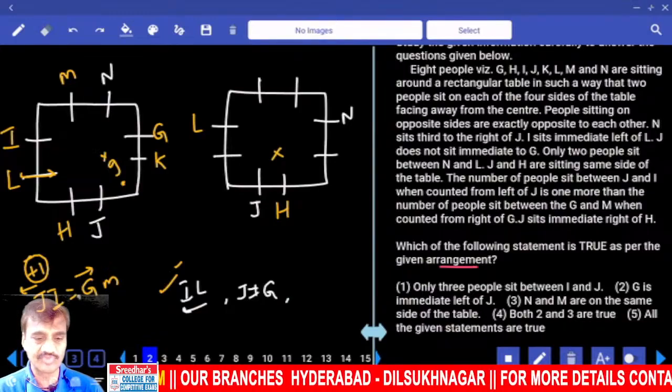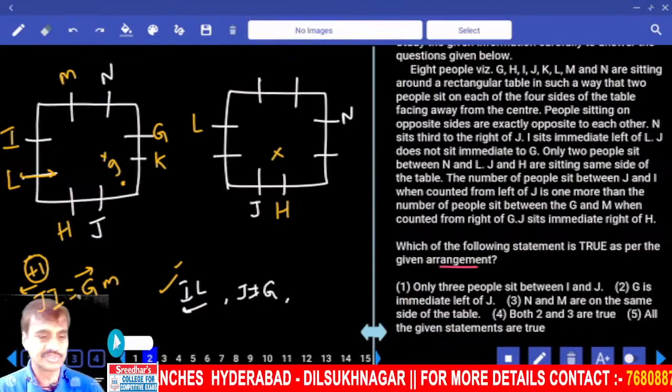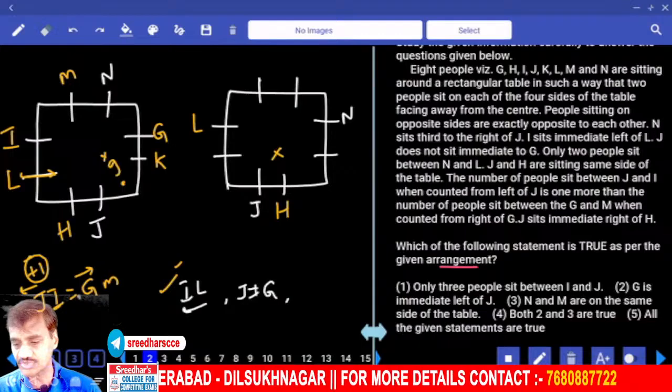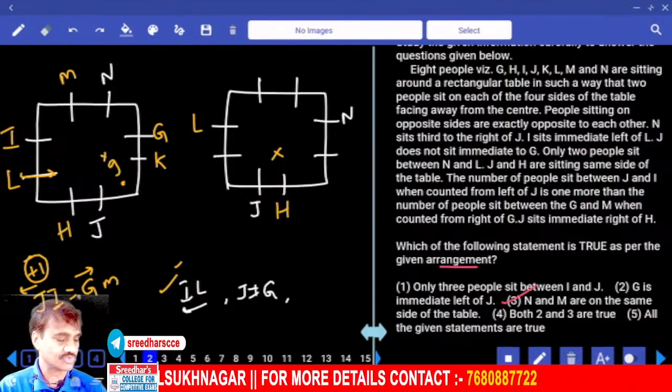Is G immediately to the left of J? No. And N and M are on the same side of the table, that is true. Then what is your answer here? Choice 3, question number 2.